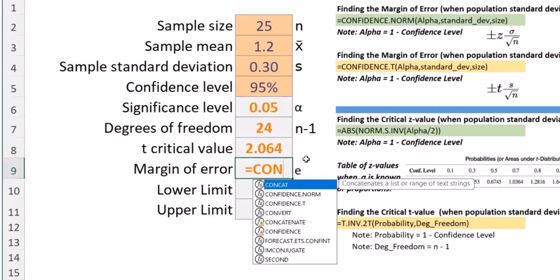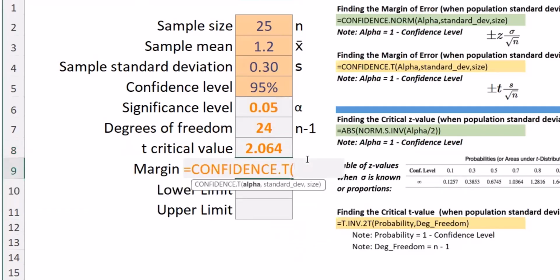For our margin of error, let's go ahead and use the confidence.t function this time. confidence.t, alpha, 0.05, sample standard deviation of 0.3, and then our sample size. And that gives us a margin of error of 0.124.